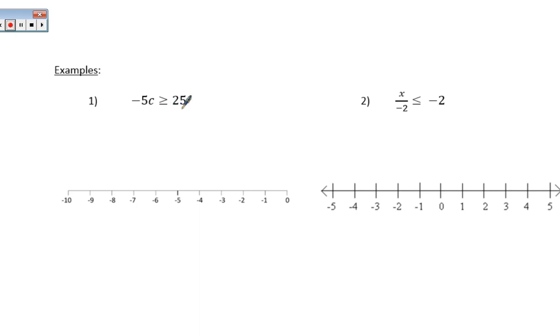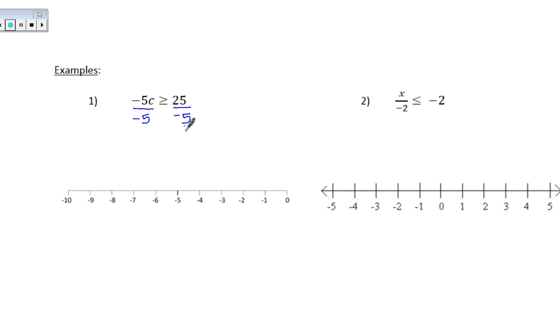So in this first example here, we have negative 5c is greater than or equal to 25. So right now, negative 5 is being multiplied by c. We're just trying to solve this like normal, so we have to think about what's the opposite of multiplying. That would be dividing. And since we were multiplying by negative 5, we need to divide by negative 5. So I'm going to divide by -5 on both sides.